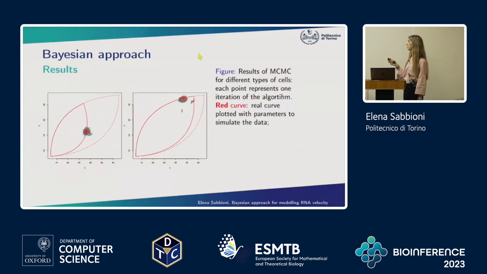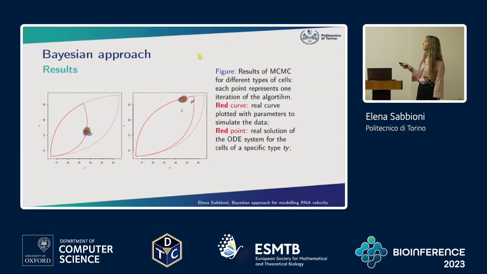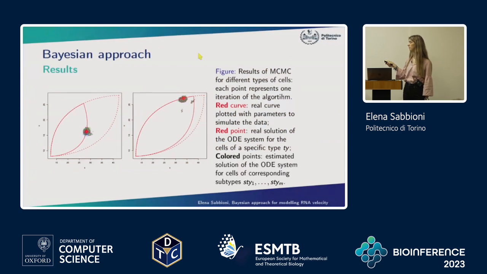The last plot shows the results of the estimation of the time. So again, the red curve is the real curve. The red point is the real point associated with the cells of that specific type, and the colored points that you see here are the estimations related to the subtypes associated with this type. So also here the results seem pretty good.